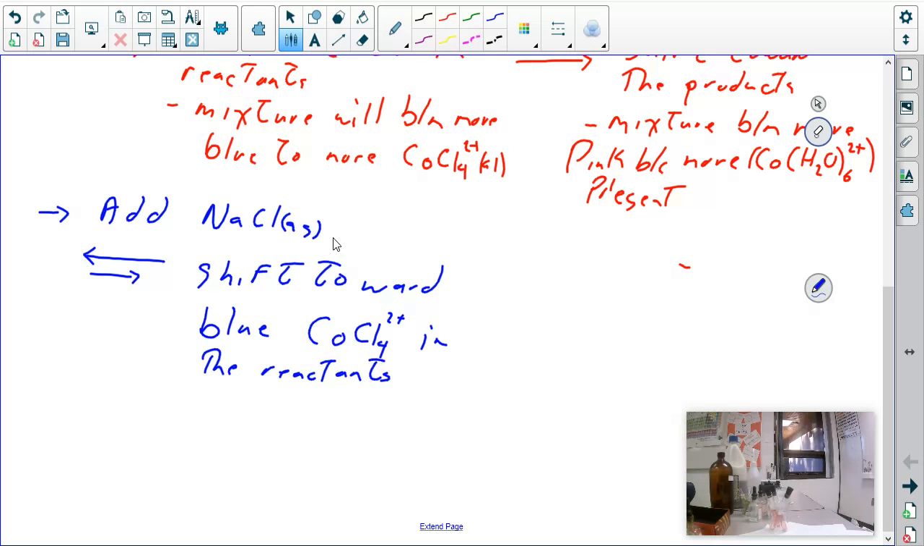Okay. So I am going to add some sodium chloride to one of these containers. I may have to add a fair bit. I don't think I'm going to sodium hydroxide. I'm going to add that. I want to add this.